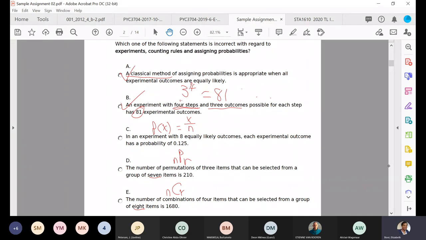In an experiment where 8 outcomes are likely to happen, it means it's 1 over 8. Each experimental outcome, so the chance that one outcome will be drawn from that will be 1/8. What do you get? Yeah, 0.125. 0.125. Therefore, C is the incorrect one.